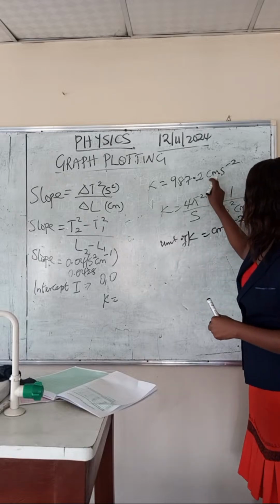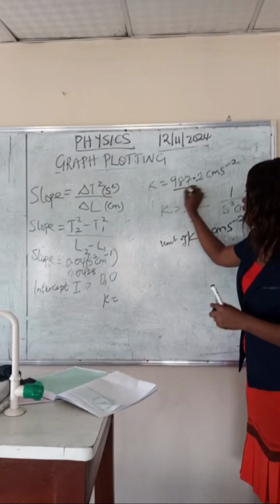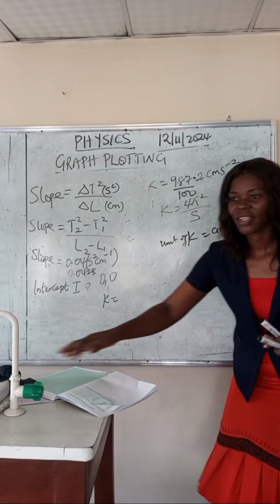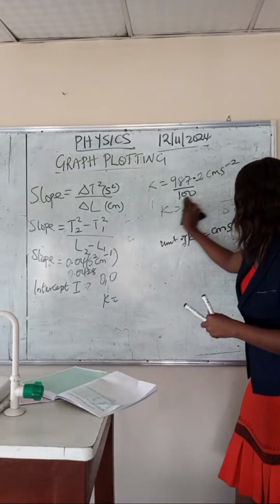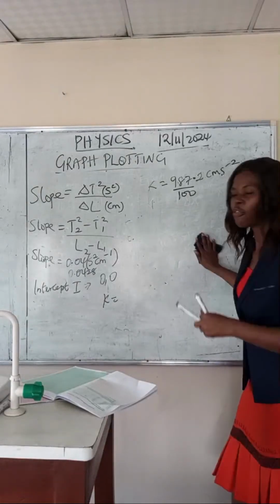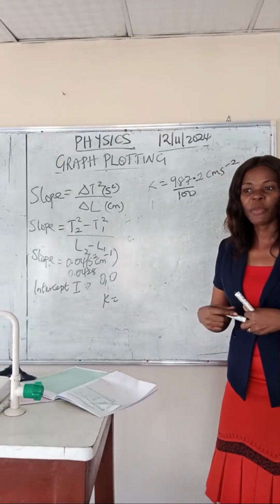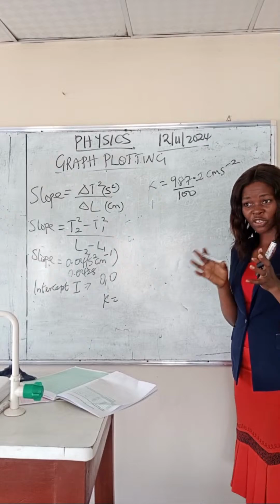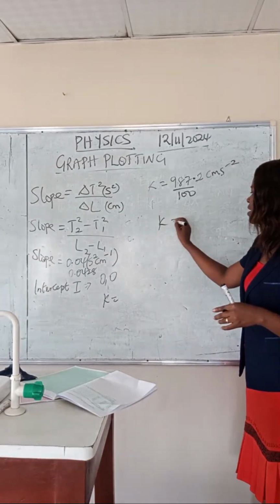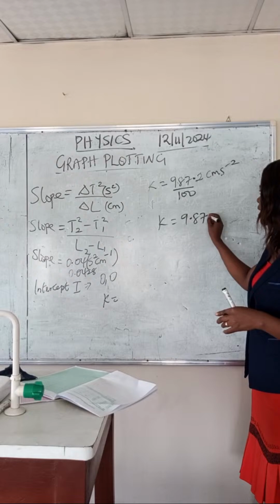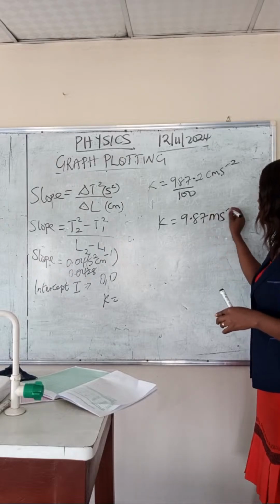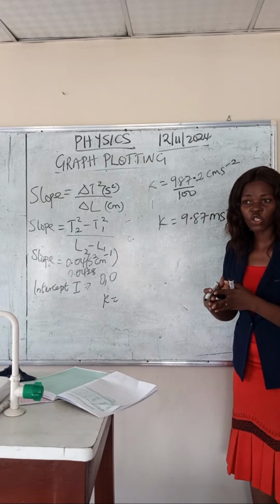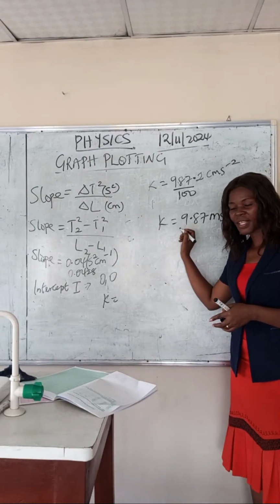Now, if I remove this centimeter for it to be in meter, I'll divide this by what? 100. The value will now change to what? 9.8 meter per second square. That becomes acceleration due to gravity. I don't know if you understand the logic. So g is equal to 9.87 meter per second square. The essence of what we just did is for us to get the acceleration due to gravity, which is g. And this is the value of g.